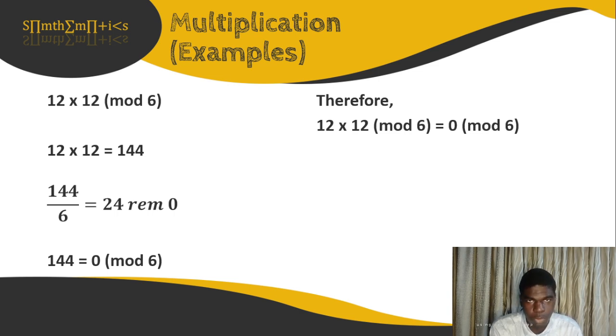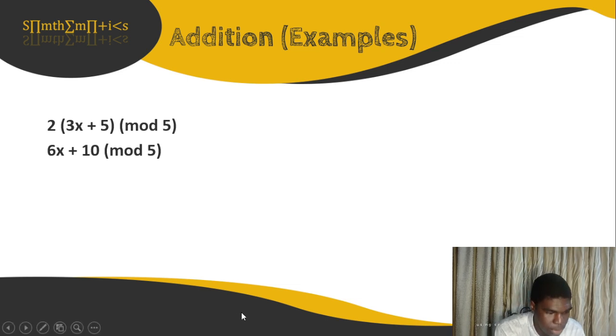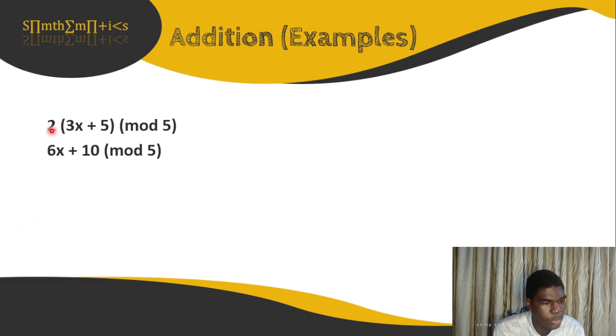Now the part that might be tricky is this one we're about to answer. That's 2 times (3x plus 5) in mod 5. Multiplying it normally, 2 times (3x plus 5) will give us 6x plus 10, because 2 times 3x is 6x and 2 times 5 is 10. So we're going to convert 6x plus 10 to mod 5.